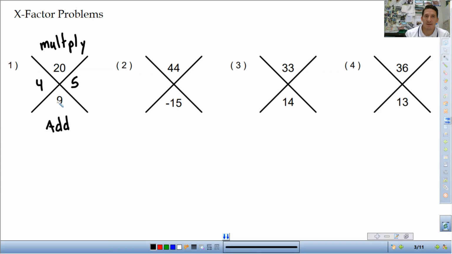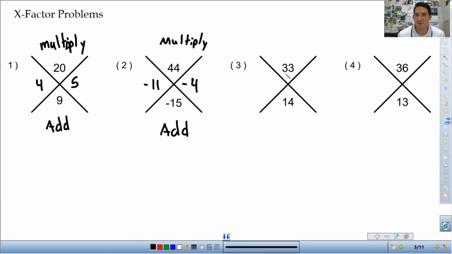All right. So again, you multiply to get the top. I forgot 9 over here. And we add to get the bottom. So what two numbers multiply to get positive 44 and add to get negative 15? We'll get to that on the next one a little bit. But on this one, with 44, right away I'm thinking 11 and 4, but that's not negative 15. So I need to make these negative. Negative 11 times negative 4 is positive 44. Negative 11 plus negative 4 is negative 15.